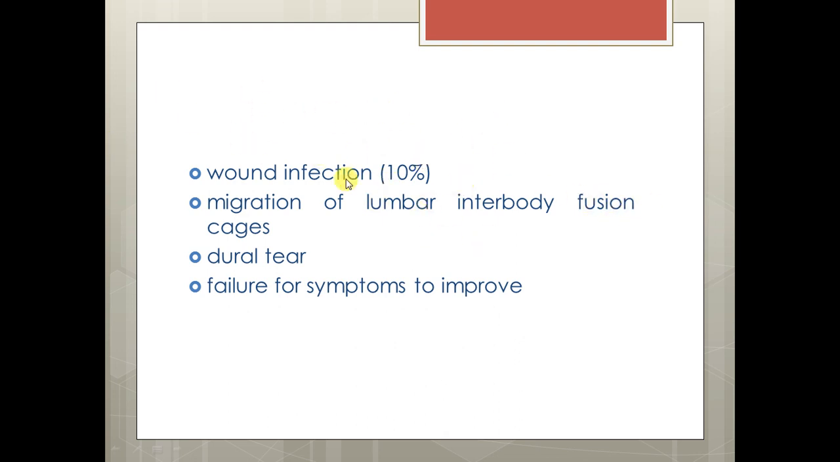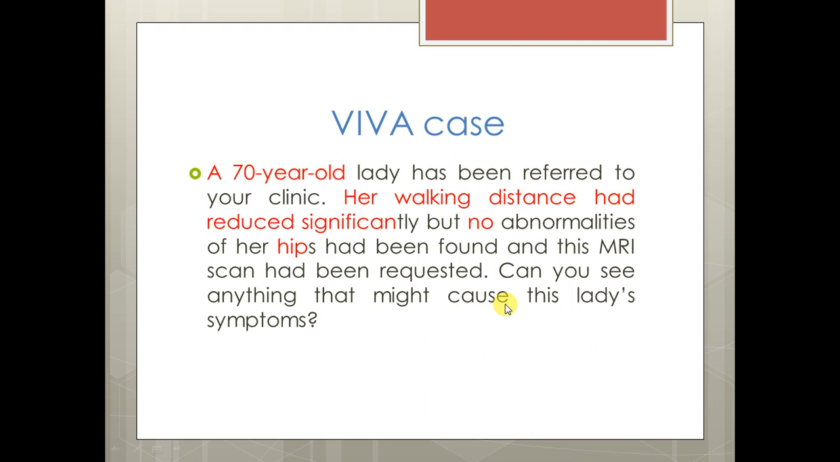Complication. Usual complication: wound infection. If mild, you will continue antibiotic. If severe, you will do debridement. Usually in the spine, you don't need to remove the instrumentation except if it is loose. Migration of the cage. When you're doing discectomy and curetting the end plate, you will put a cage with bone graft to increase the union fusion rate. Or dural tear, failure to improve, and so on.